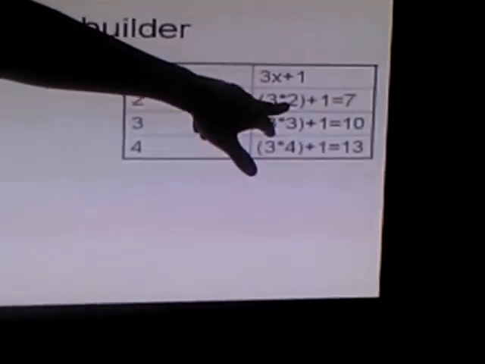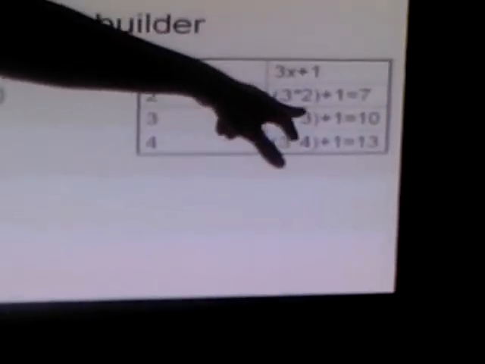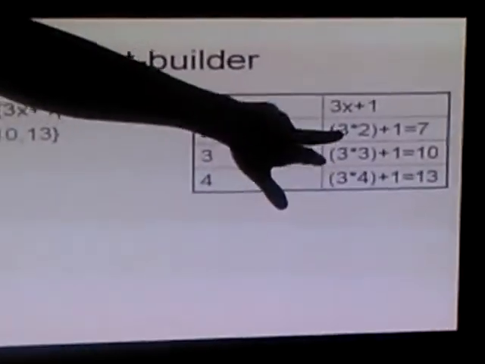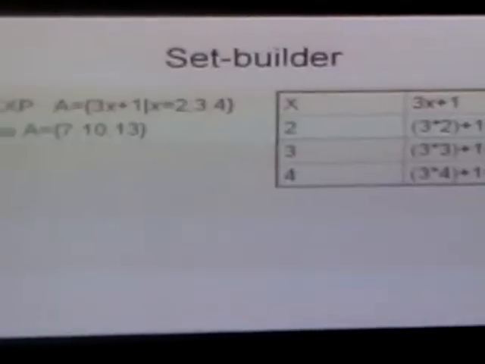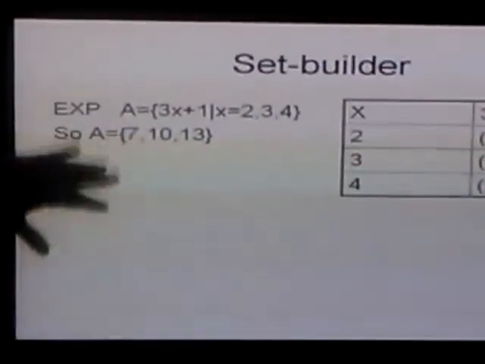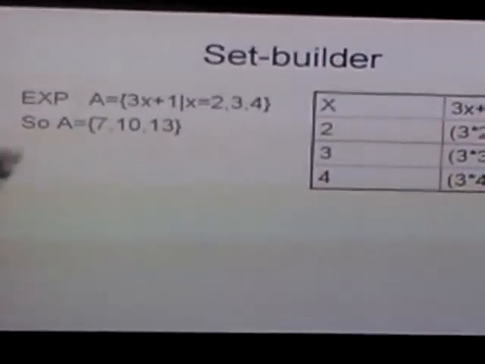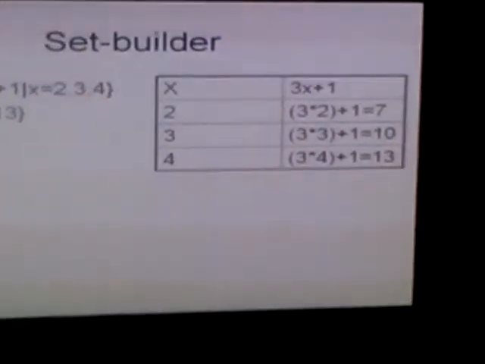We put in the 2: we put 3x + 1, so it's going to be 3 times 2 plus 1, equal 7. So the set is going to be A equals 7, 10, and 13, like we solved it in this equation.